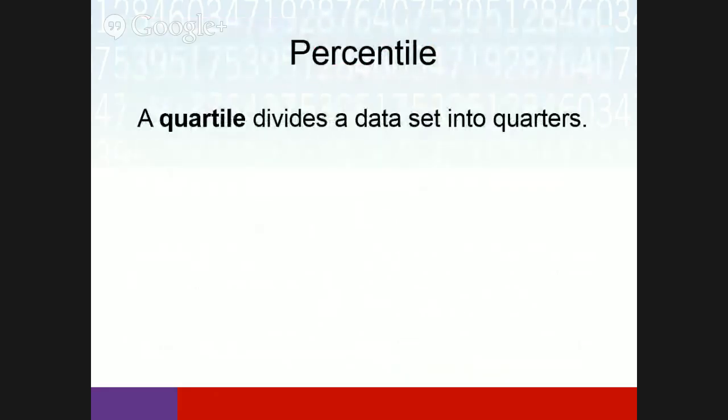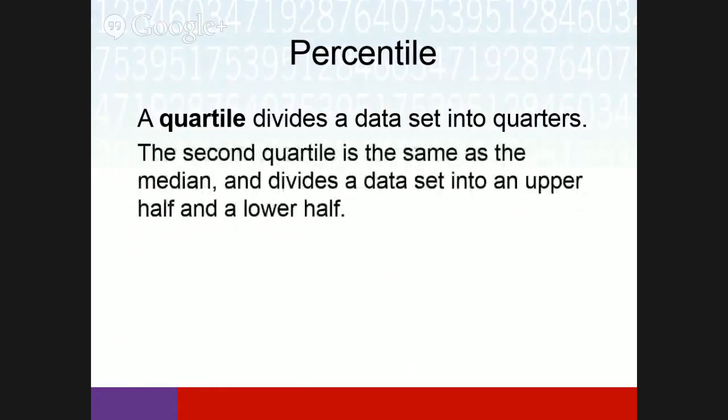So a lot of times the data is divided up into quartiles. Quartile divides the data into quarters. There's really only 3 quartiles: the first quartile, the second quartile, and the third quartile. Because if I have a line and I cut it 3 times, I get 4 parts. The second quartile is the same as the median.